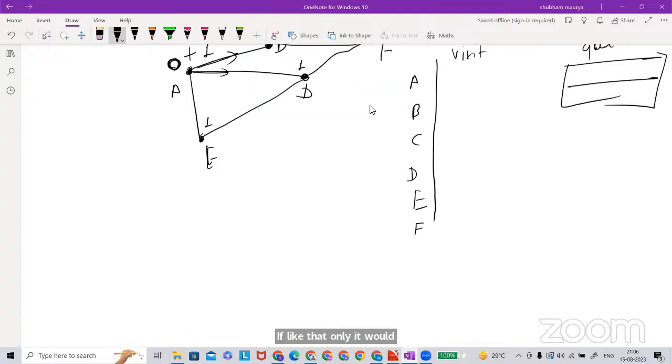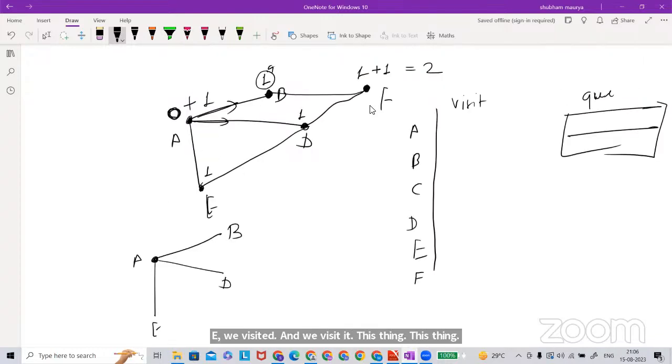So let me write the BFS tree now. For this graph, the BFS tree is going to be what we did from A. We visited E, we visited D, and we visited B. These three things we did once we started BFS. So from A, I visited E, I visited D, and I visited B. Here is level 0 and this is going to be level 1.